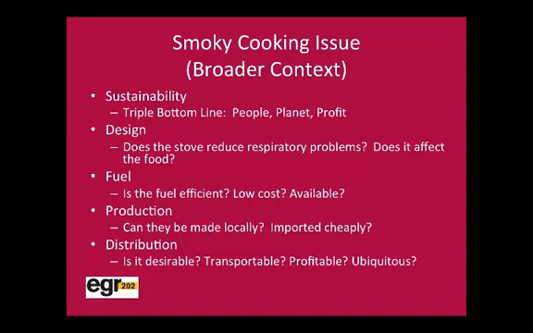Another one is distribution. Is the stove so desirable that it's going to be easily sold and distributed? It's going to be in demand. Is it transportable? Is it profitable? Is it ubiquitous? Ubiquitous means, is it going to be useful or usable around the world everywhere? Will your stove design be everywhere eventually? So those are some issues for broader context. So I hope that introduces you to the problem a little bit. We'll talk more about it in class, but that should get you going and let you know where the starting point is.